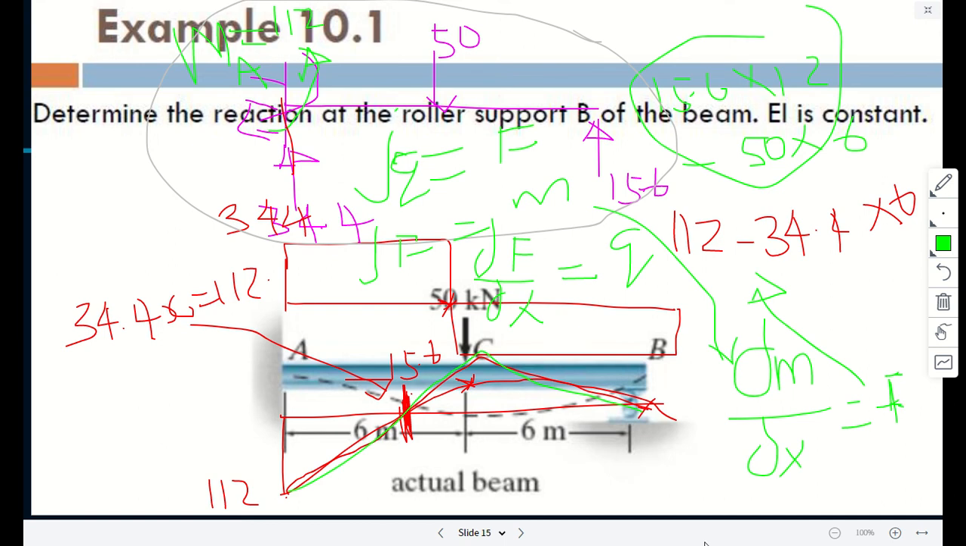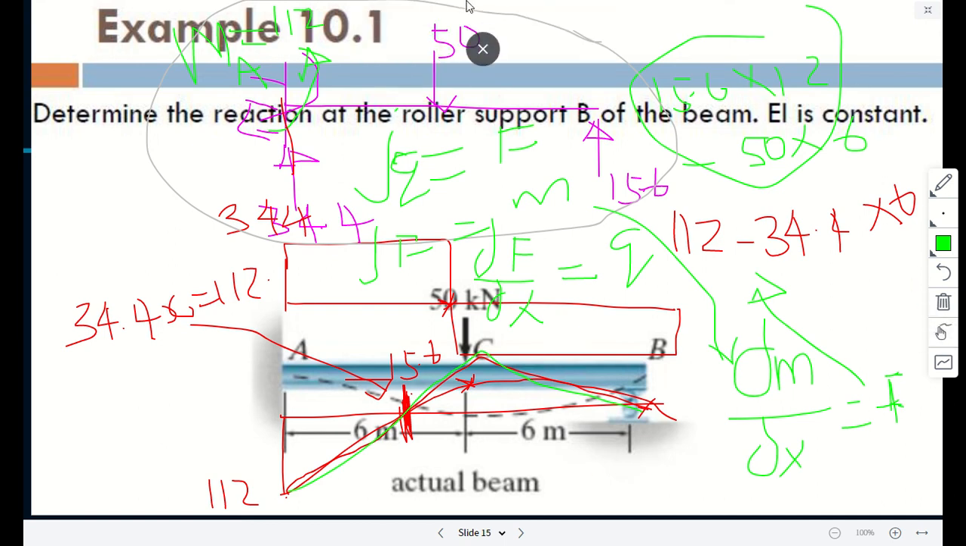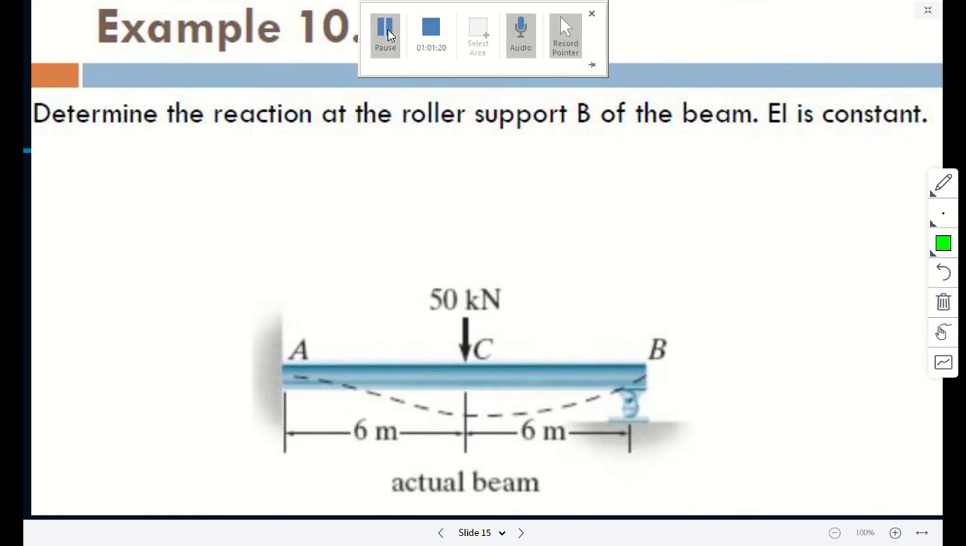That reverse relationship. Okay. If there's a question, I'll pause here so you can ask.